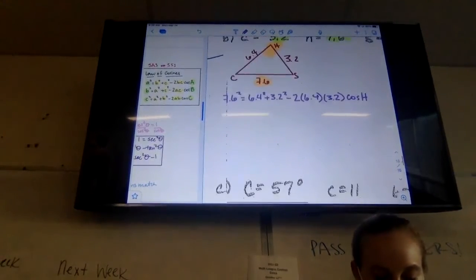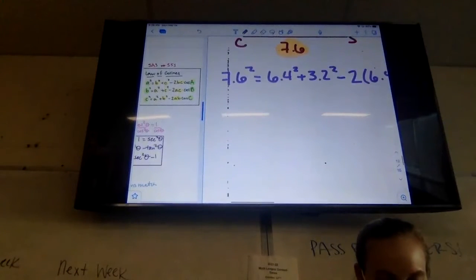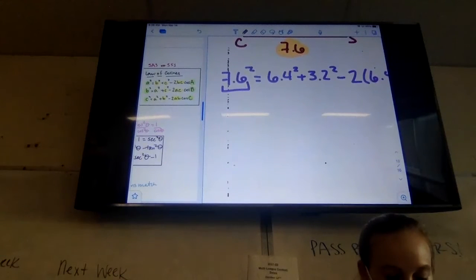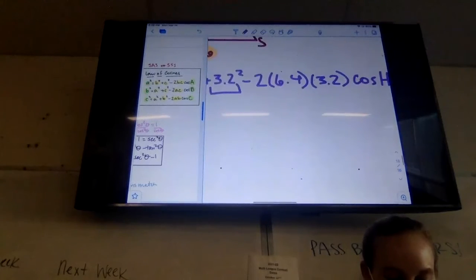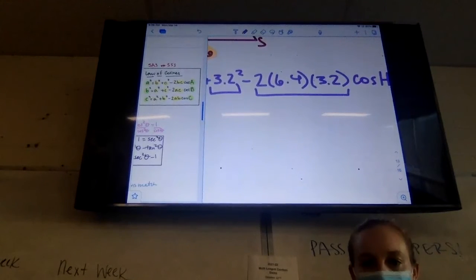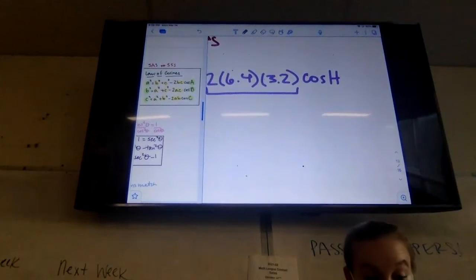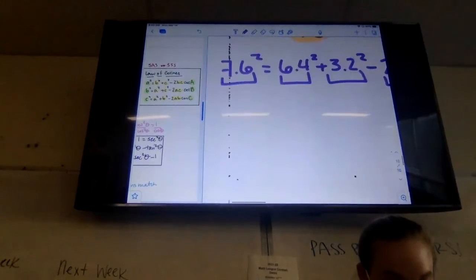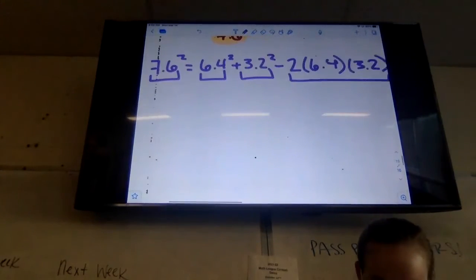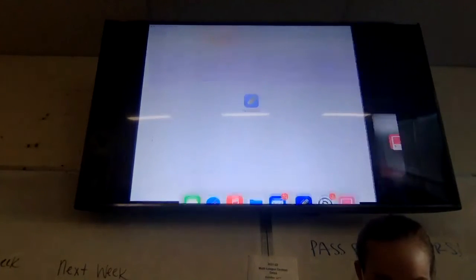Okay, so again, I'm super careful, so I like to do everything by itself. So I'm going to do my 7.6 squared, my 6.4 squared, my 3.2 squared, and then those numbers all multiplied together. I cannot do cosine of h because I don't know what h is, so I'm not going to do that in my calculator. Let me find all of these pieces, and then we'll come back together and see how we can combine them.